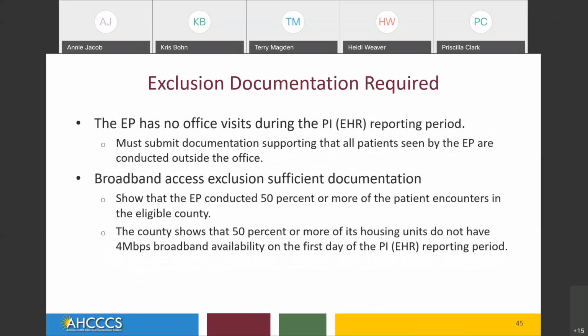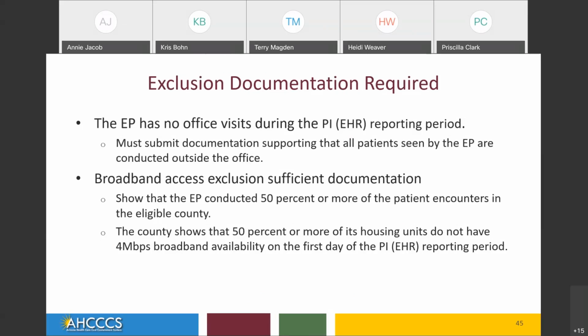The documentation requirements for exclusion. If the EP takes the exclusion that the EP has no office visits during the PI reporting period, they must submit documentation supporting that all patients seen by the EP are conducted outside the office. This is a very hard exclusion to meet, so make sure if you are taking it that you do meet and contain the necessary documentation to support it.